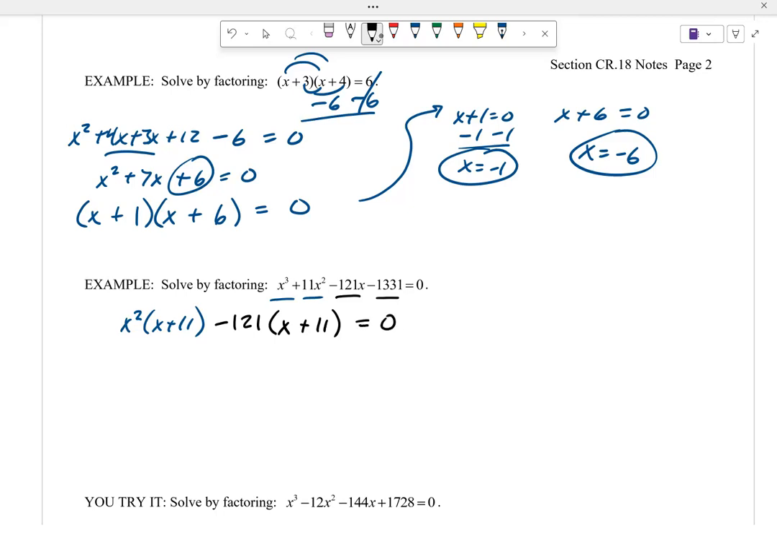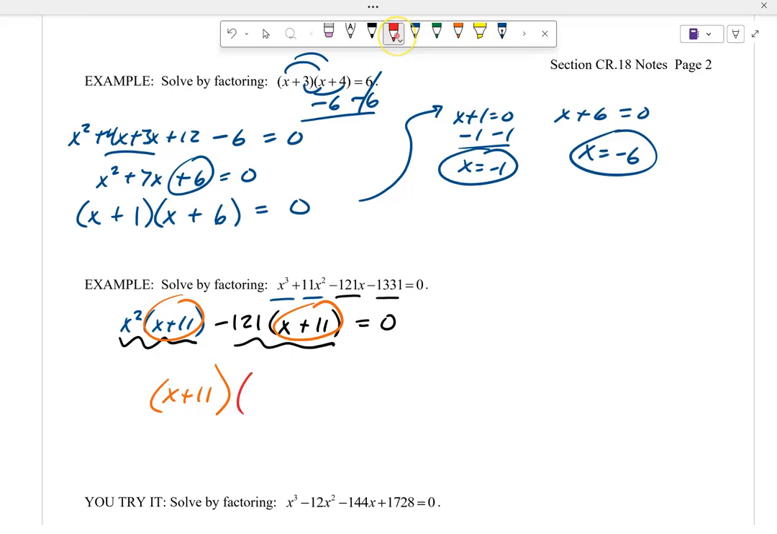And when you're factoring by grouping, the giveaway is you're hoping that they'll have a common factor between those two, right? So again, I'm left with two terms here. They both have an x plus 11. So I'm going to factor out that x plus 11 out front.